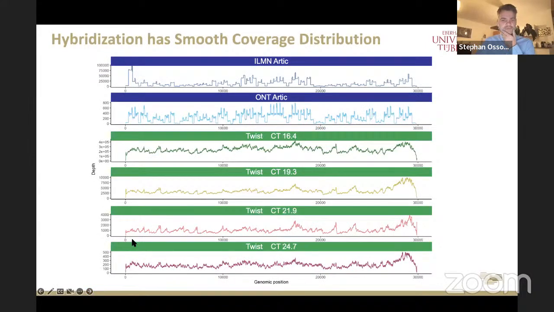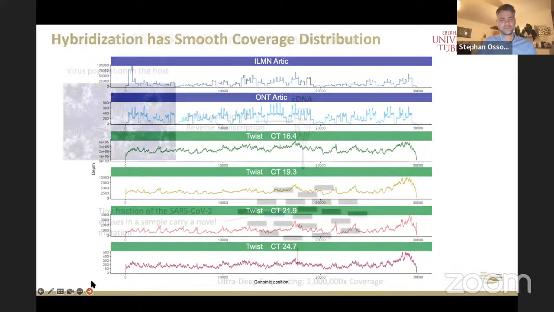We were very happy in the beginning that we saw that the coverage distribution of oligo enrichment is much more stable, so smooth, compared to these Arctic protocols. Arctic is often run with Illumina or also with ONT, with nanopore, but you can see they are really spiky, and here in the oligo enrichment, they are much more smooth. The only problem with oligos is when the CT values become very high, like 30 or higher, you don't get coverage at all, so the enrichment doesn't work anymore.